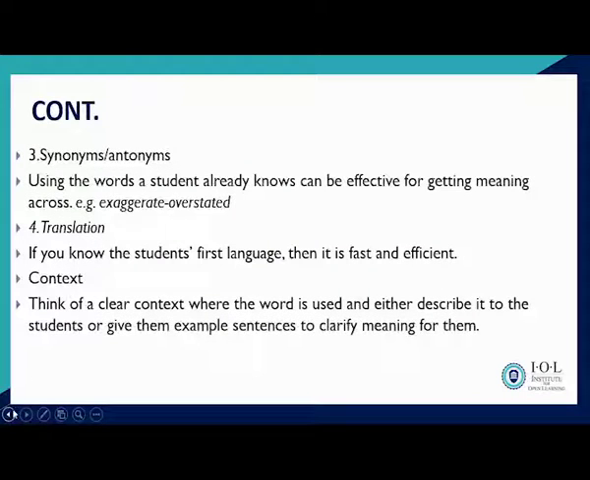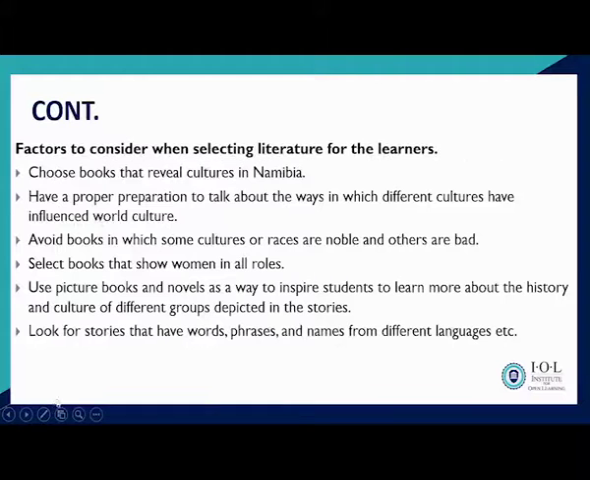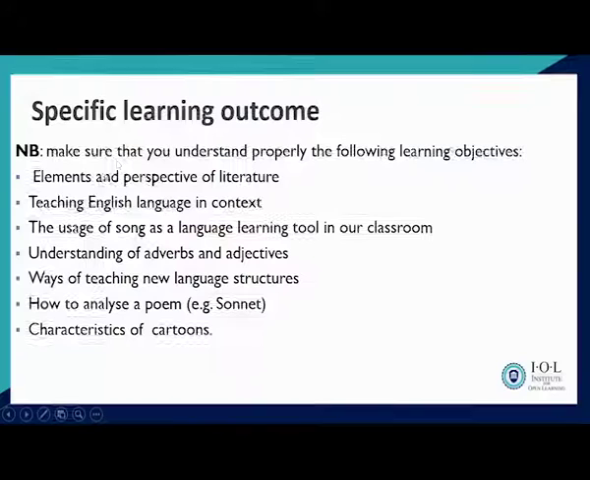As I said earlier, the specific learning outcomes. The specific learning outcomes, I hope I touched everything. Make sure that you understand properly the following learning objectives. The elements of literature, we talked about it. We have the novels, drama, that really I want you to focus on. Make sure that you understand them and their subsections also.